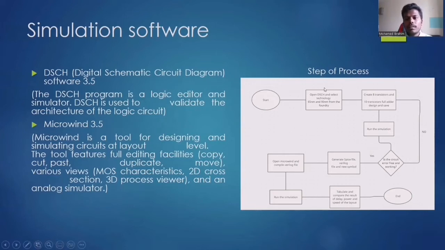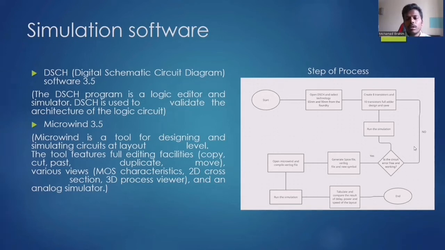Okay, so on the right side, we can see the steps of the process, how we are going to do the simulation. First, we start by selecting the technology, which can be 65 nanometer or 90 nanometer from the foundry, and then creating the 8 transistor and 10 transistor full adder designs, and then we save it, and then we run the simulation.